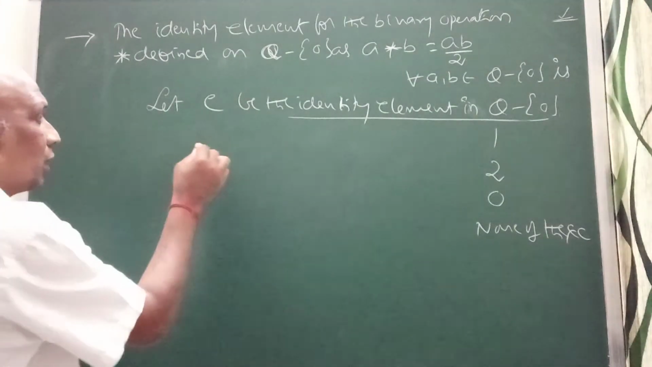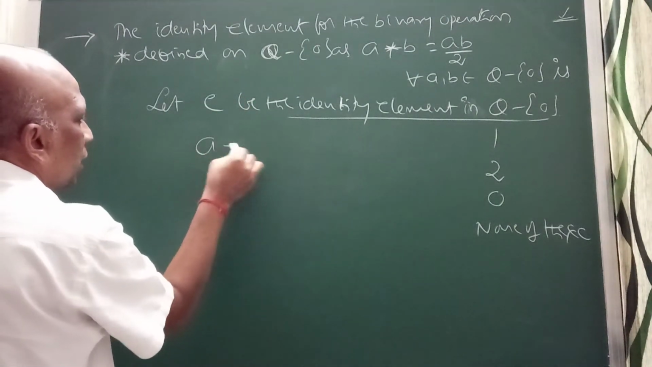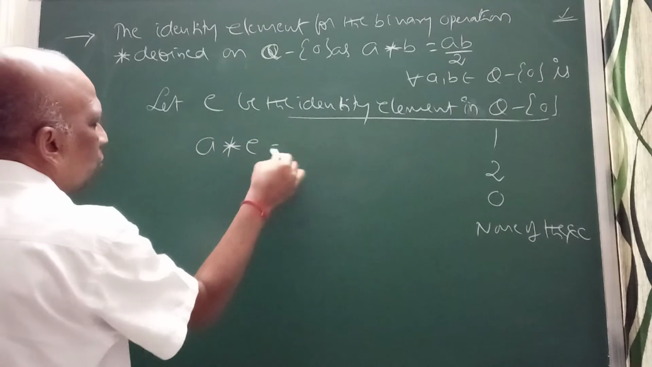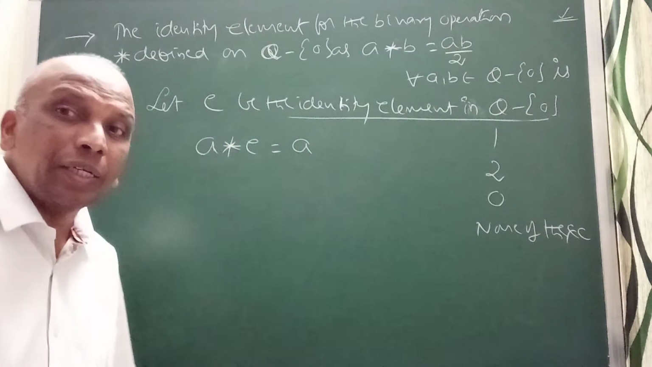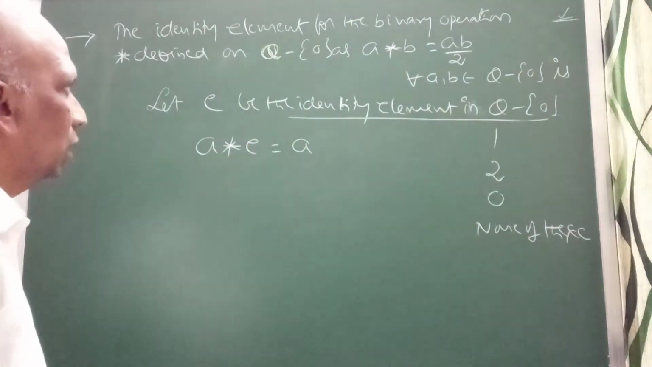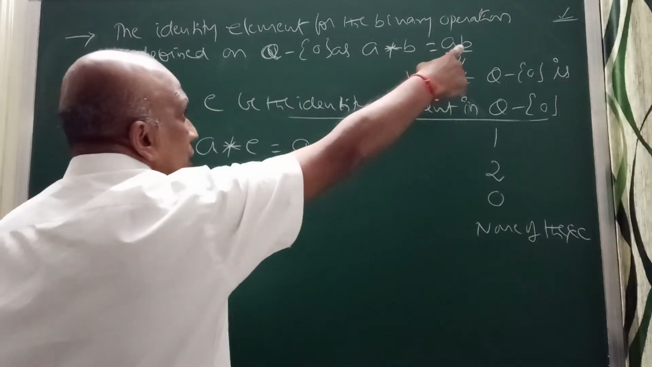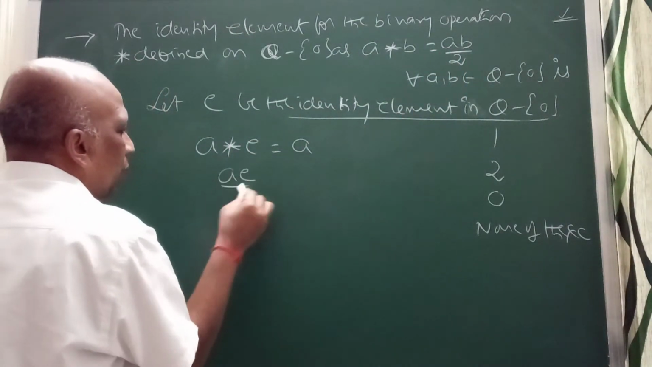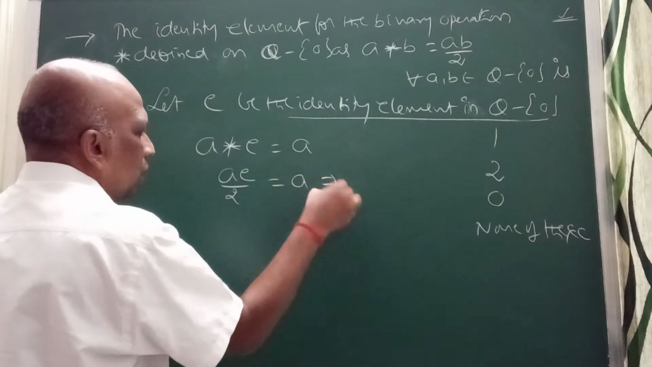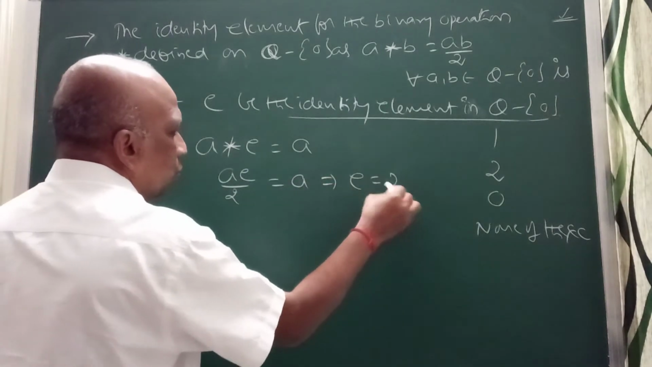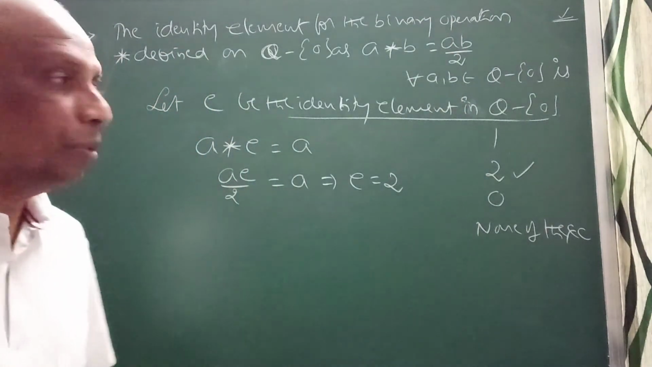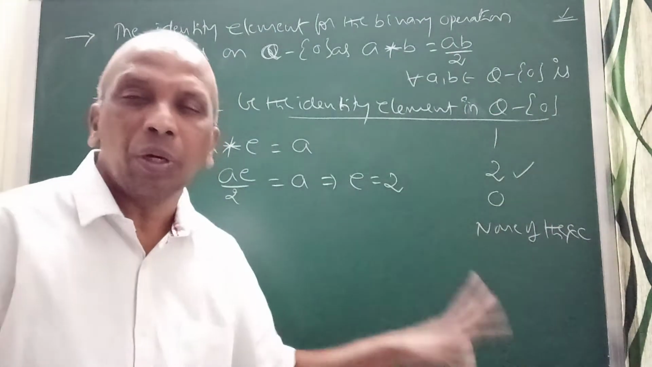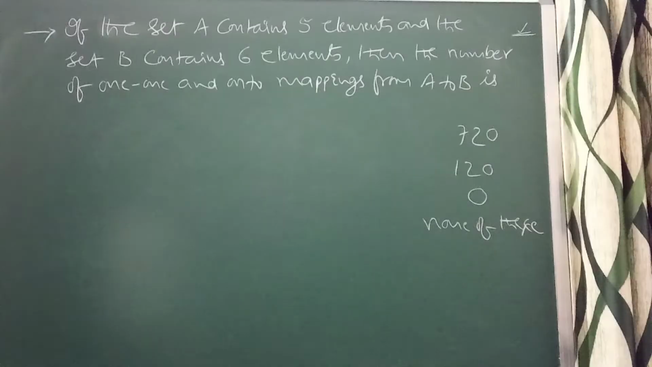What is the definition of identity? A star E equals A. When E is the identity, A star E equals A. But the given operation is A star B equals AB by 2. So AE by 2 equals A. So you get E equal to 2. This is the identity element. 2 belongs to Q minus singleton 0, so it is an identity element.